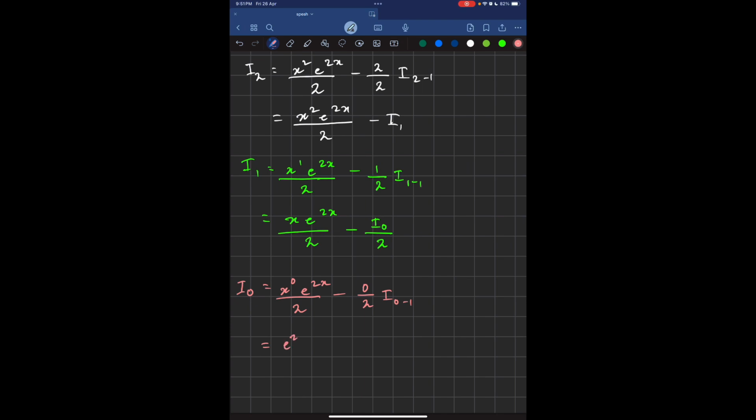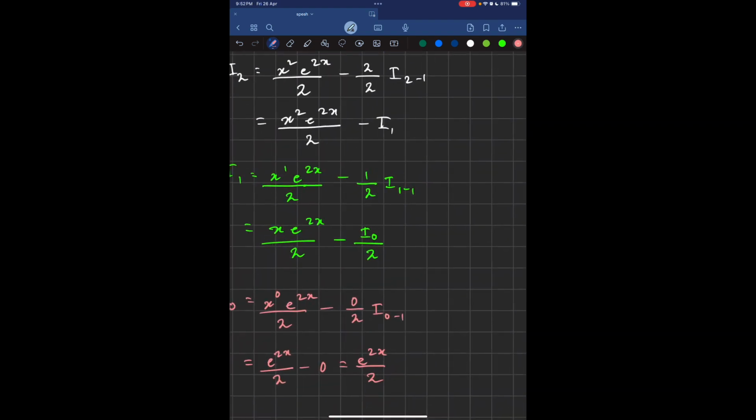So this would just become e to the power 2x over 2 minus, now this is 0 divided by 2 times I0 minus 1. If 0 is divided by something, it would become 0. And if 0 is multiplied by something, it would become 0. So this would become 0, all of it. So I0 is equal to e to the power 2x on 2. Now we have our I0.